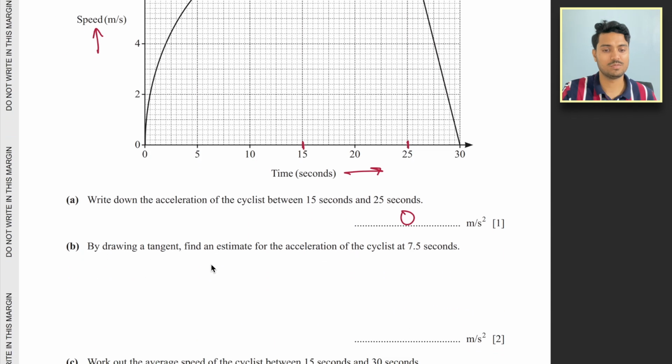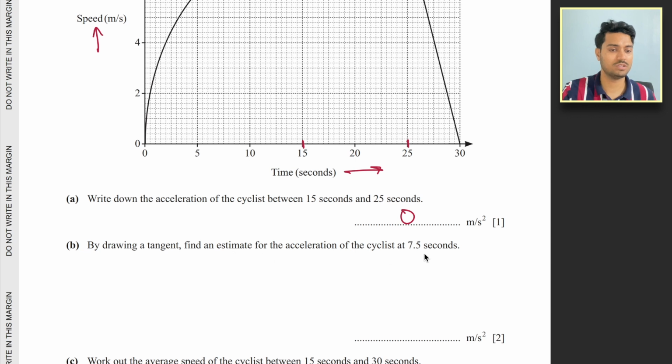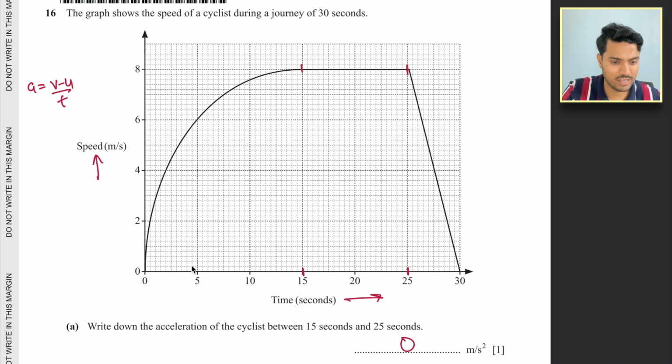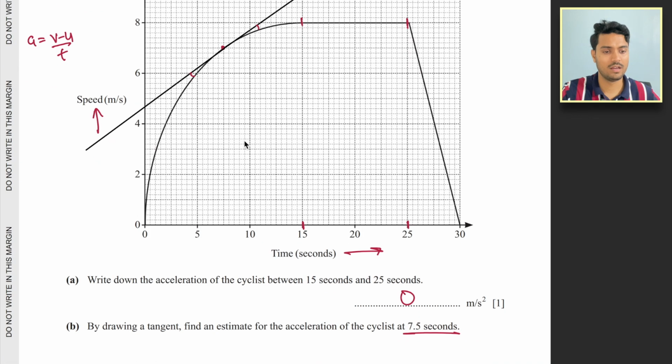Acceleration is 0. Now it says by drawing a tangent, find an estimate for the acceleration of the cyclist at 7.5 seconds. So let's check where 7.5 is, 5, 10. This is going to be exactly 7.5 at this point. Let's draw a tangent line at this point. So I'll sketch it like this, and to both the ends. Now this looks proper. This angle and this angle should be the same at equal distance. That's how we sketch the tangent line.